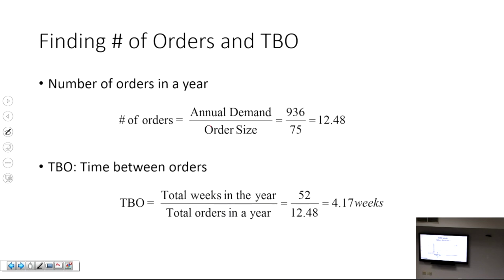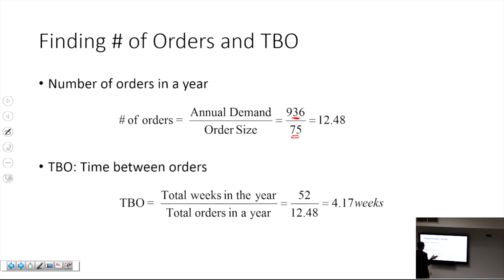Some more parameters now related to this model based upon our work so far. So how many orders we will place, and we are talking about with order size of 75. So over the entire year, you need these many products. Your order size is 75, right? So you will place orders equal to 12.48.